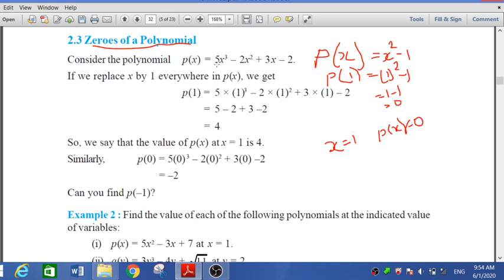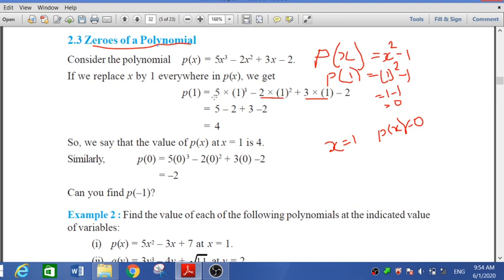Now one example is given here. p of x equal to 5x cube minus 2x square plus 3x minus 2. Now if we replace x equal to 1, so 1 cube is 1, so 5 into 1, that is 5. 1 square is 1, again 2. Minus 2 into 1, minus 2. 3. Again remember the BODMAS rule always.